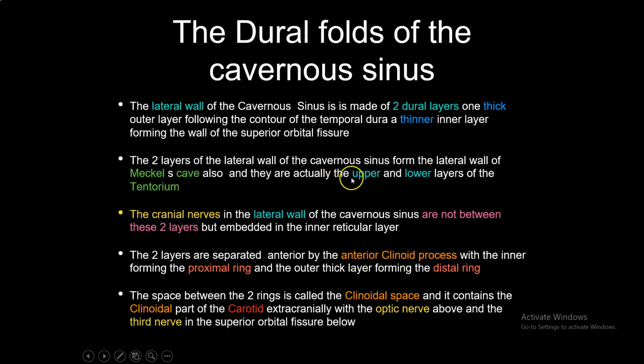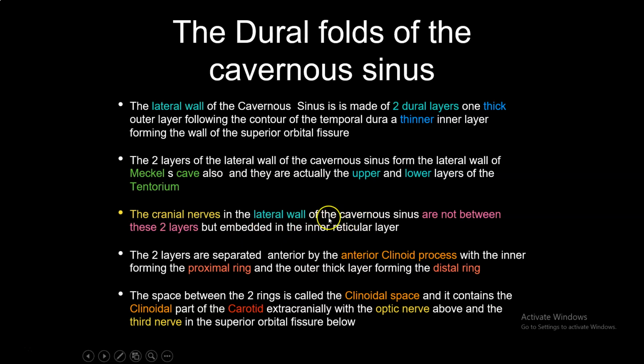So the upper and lower layers of the tentorium, when they proceed anteriorly, change their direction from being horizontally oriented into vertically oriented, oblique first for Meckel's cave, then vertical for the lateral wall of the cavernous sinus. And the cranial nerves in the lateral wall of the cavernous sinus are not between these two layers, but embedded in the inner reticular layer.